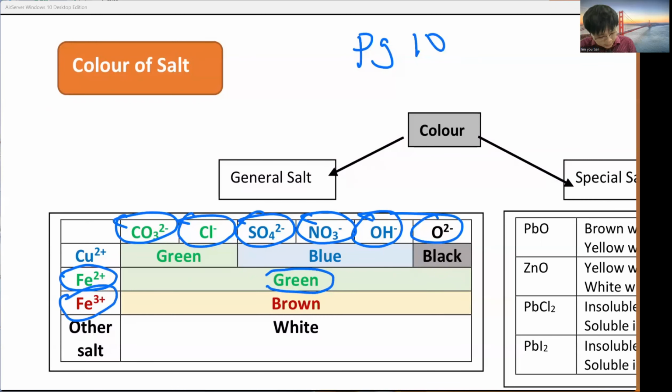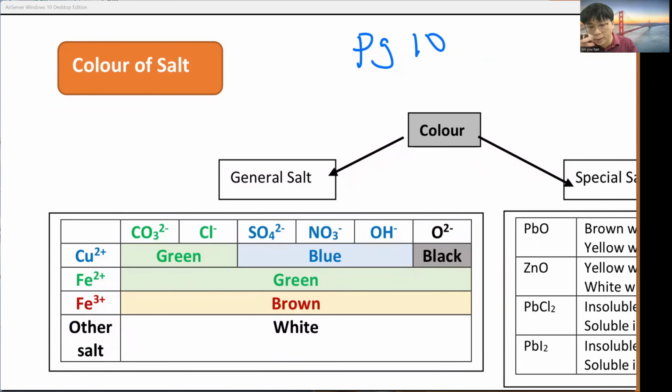Then iron 3, same concept, all brown color. All brown color. The rest of the chemical is white color. Okay, in most situations, our syllabus is all white color. The only one you can see in the exam, where they keep twisting around, is the copper.